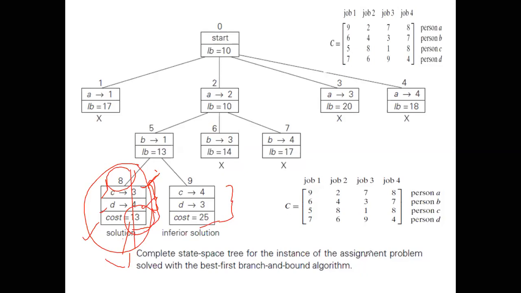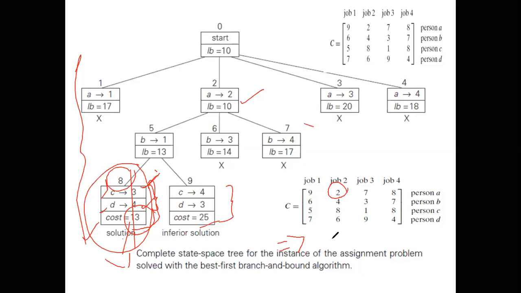Fine. So now let me rewrite the answer. This is a state space tree, right? So this is the state space tree for the given problem. So this was the question and this is the state space tree. Now I need to derive the final solution. What are we deriving from the state space tree? So you can look here, right? So we branched in this particular node, so assigning job 2 to person A. So this one. Next one.